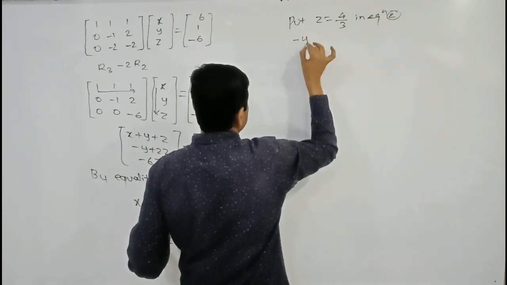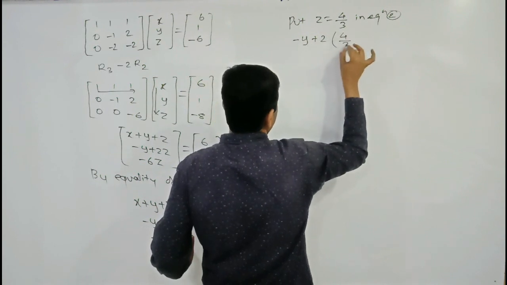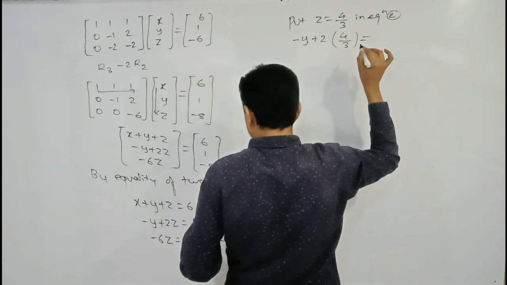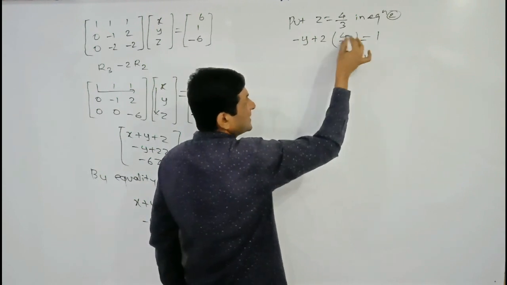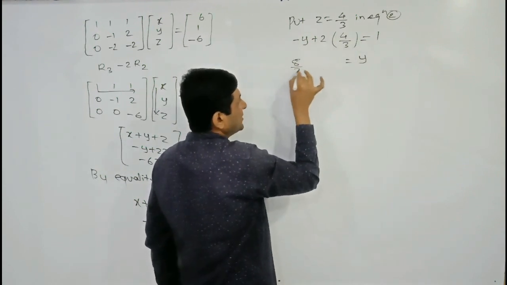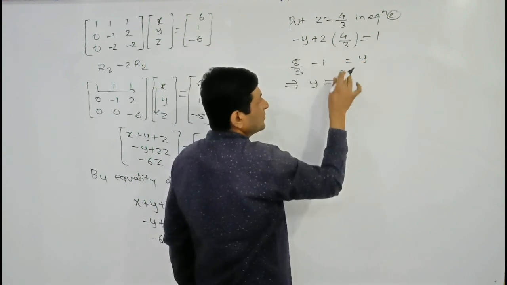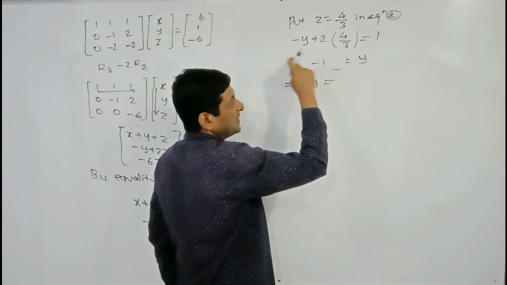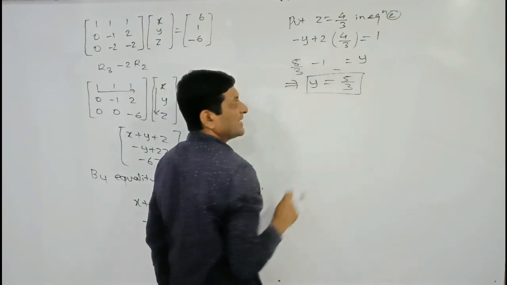Minus y, keep it as it is, plus 2 into z, where the value of z is equal to 4 by 3. On this side, keep 1 as it is. So minus y on this side will become plus y. On this side, 2 into 4 is 8, 8 by 3, and plus 1 on this side will become minus 1, which implies that y is equal to... 3 into 1 is 3, 8 minus 3 is 5, 5 by 3. In this way, we have got our second required value.